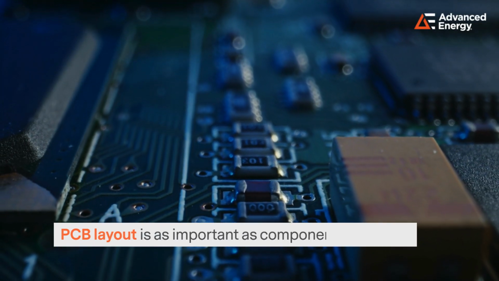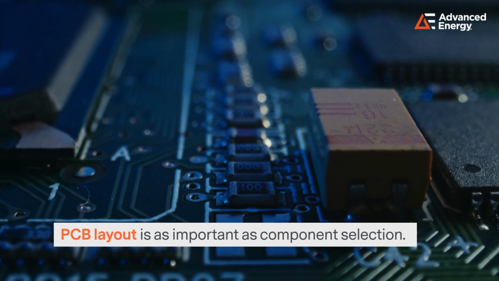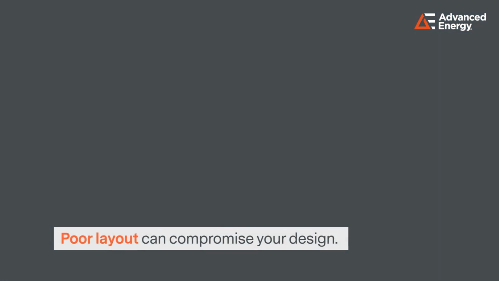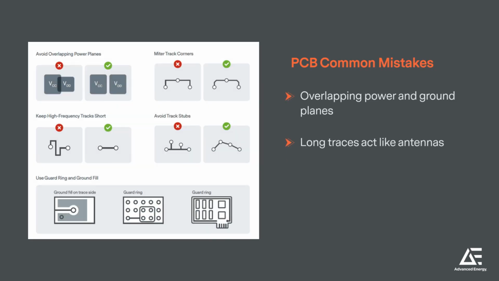PCB layout is as important as component selection. Even with good components and filters, poor layout can compromise your design. Common mistakes include overlapping power and ground planes. Long traces act like antennas and invite EMI. Sharp 90-degree trace corners cause reflections.